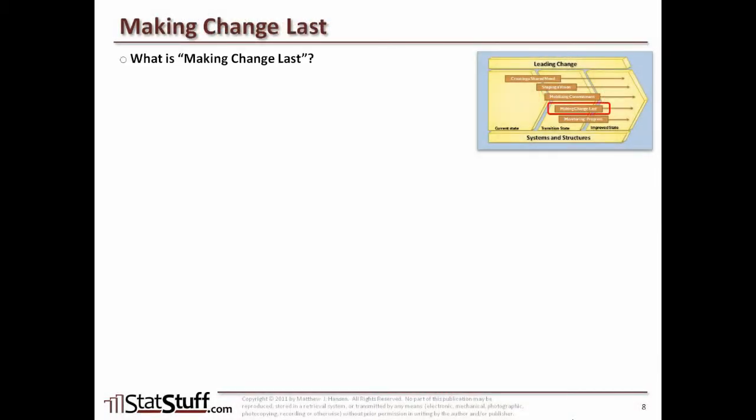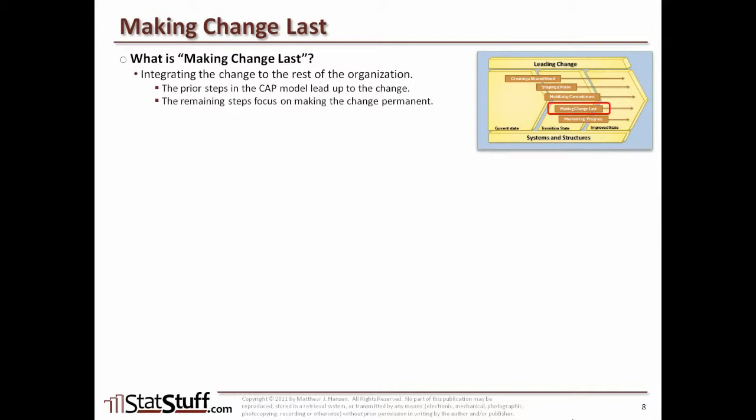Next in the CAP model is making change last. So what do we mean by that? That's integrating the change into the rest of the organization. All the prior steps in this CAP model leading up to this is where this really comes into play. It's the remaining steps from this point forward where you're trying to make the change permanent. So this requires transferring knowledge and whatever best practices you define from the change to other key initiatives or any other competing initiatives.